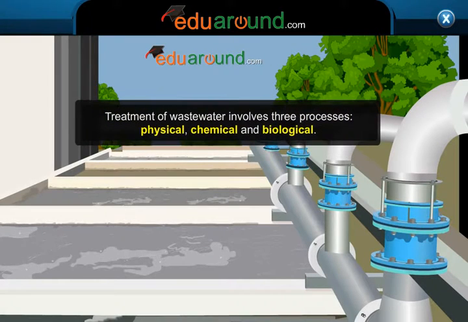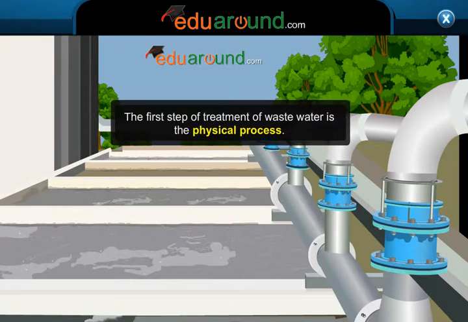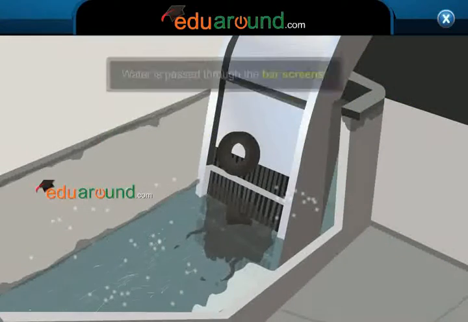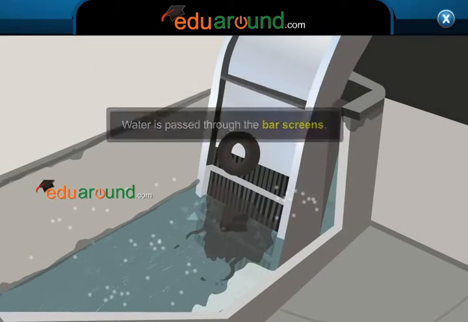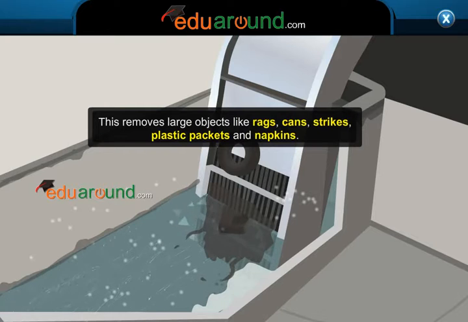Treatment of wastewater involves three processes: physical, chemical, and biological. The first step of treatment of wastewater is the physical process. Water is passed through the bar screens. This removes large objects like rags, cans, sticks, plastic packets, and napkins.